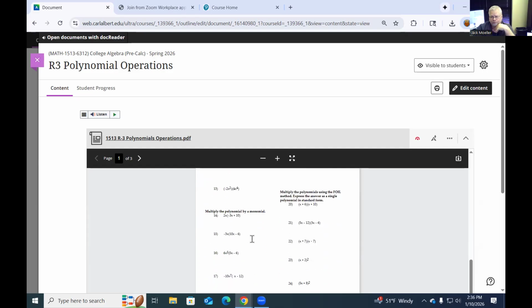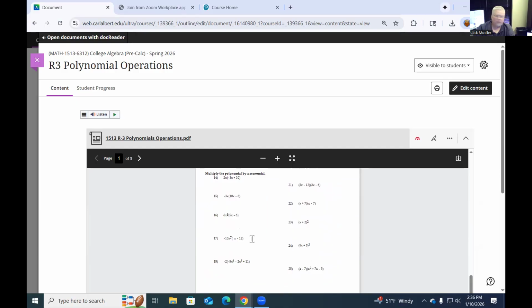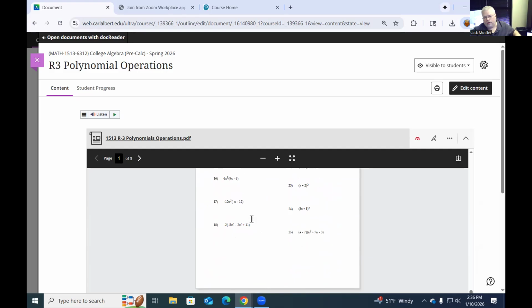Hopefully that will help. That's how I do the bulk of my videos: I take these, print them off, and have the document camera to go through.